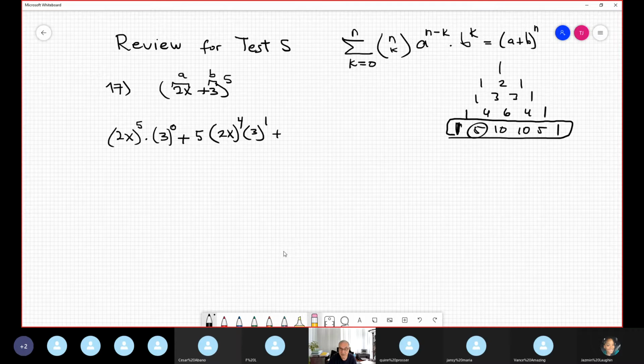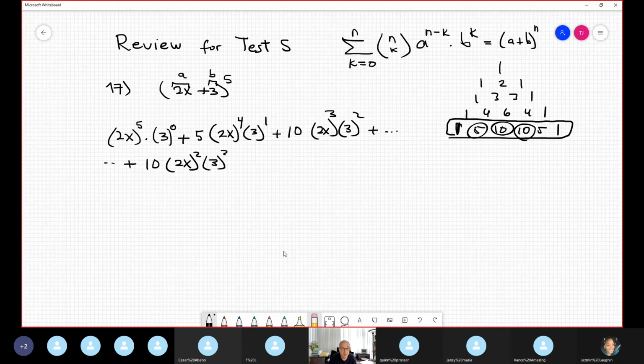What is the next? The next is 10. So 10 is the coefficient, 2x to the third power, and 3 to the second power. Plus, let me continue here. Next is 10 again, repetition. 10, so now it's 2x raised to the second power and 3 raised to the cubic power. You see how the exponent for A is decreasing and the exponent for B is increasing.